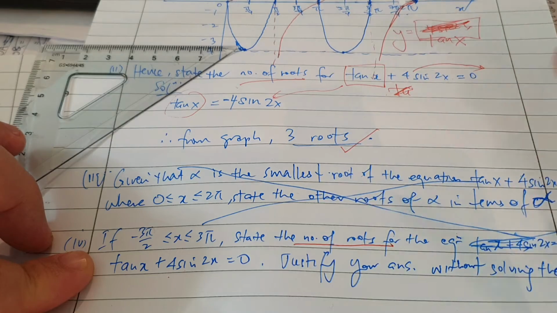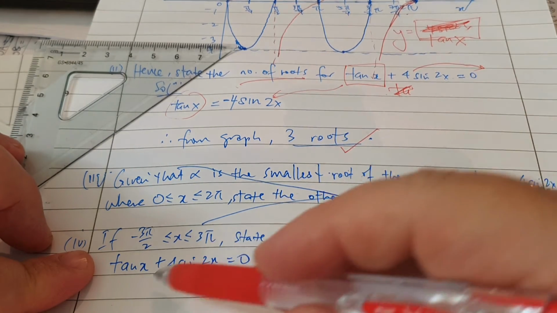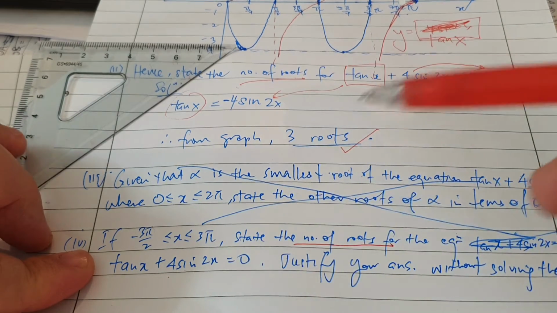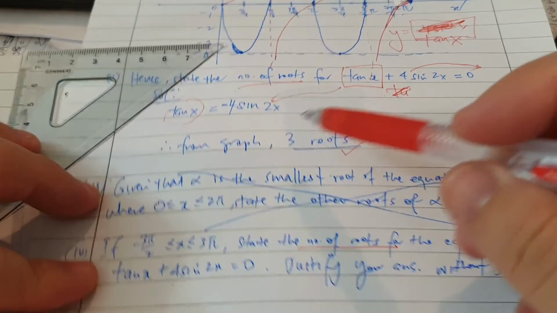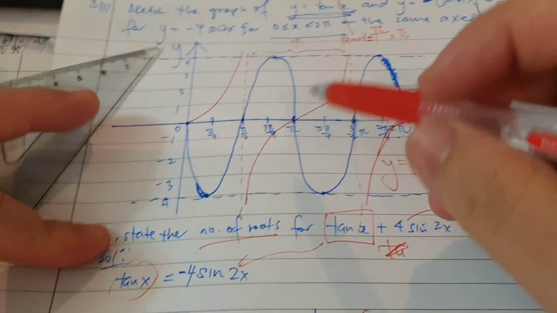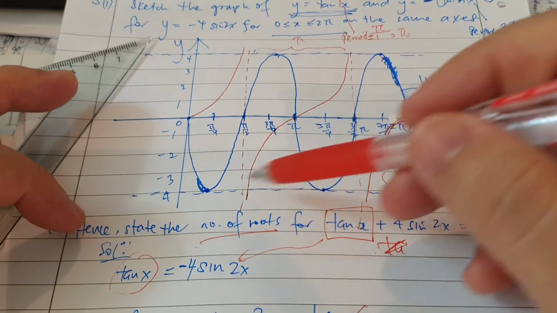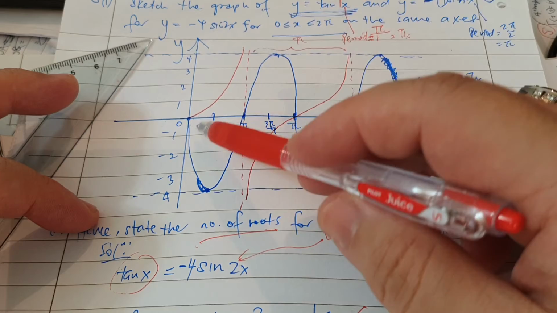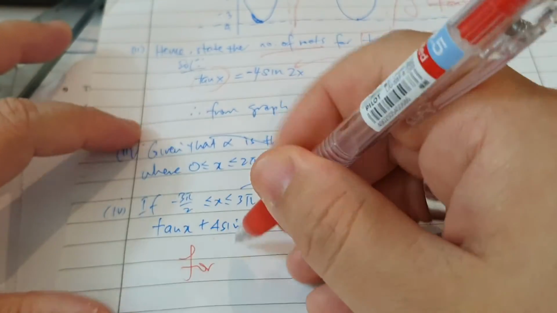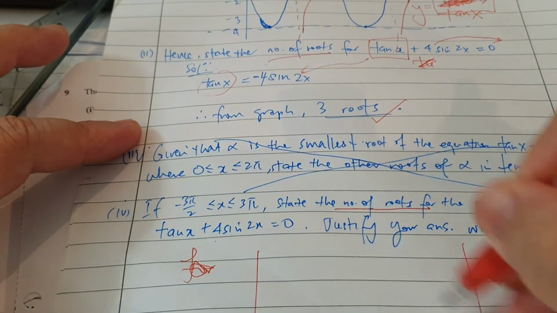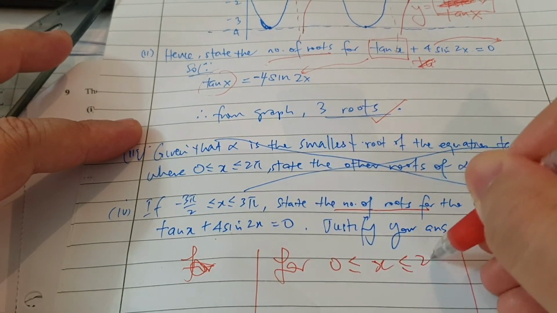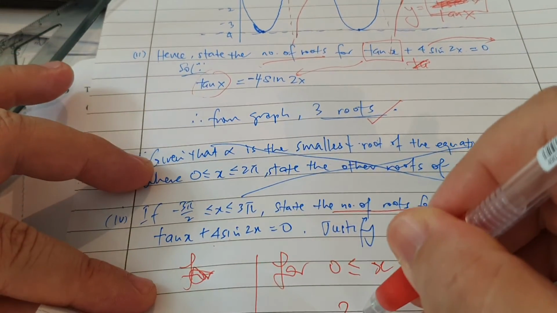Then they say justify your answer without solving. That means they don't want you to solve. They don't want you to use AddMath to solve this. So they only want you to explain using what you have here. So very simple. You just tell them, I already know what between 0 to pi, 2 pi, I split into 3 sections, for 0 to 2 pi, 3 solutions.